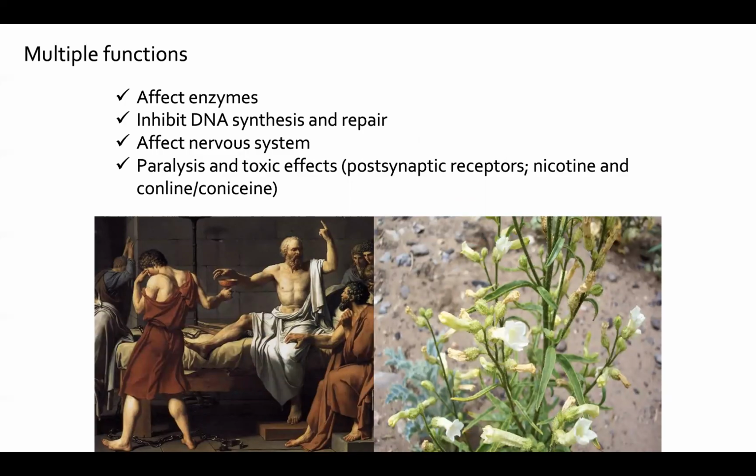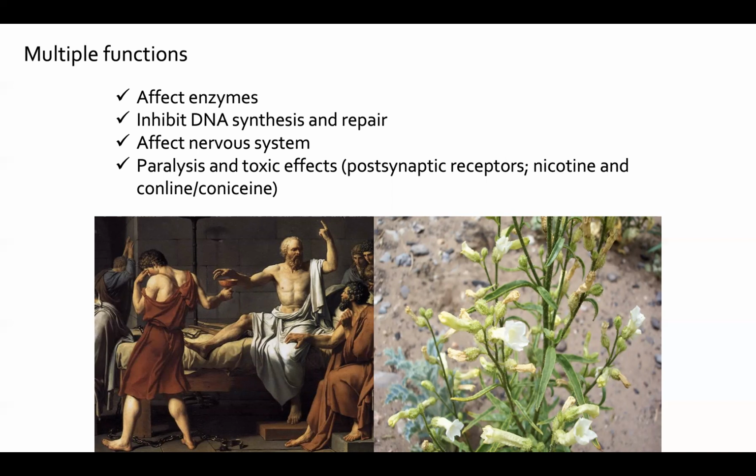So alkaloids play multiple roles when thinking about insects and insect physiology. What they can do is affect insect enzymes, inhibit insect DNA synthesis and repair, and then importantly, they affect the insect nervous system. And this can cause paralysis and other toxic effects, mostly because these compounds interfere with postsynaptic receptors. A few examples of compounds that do that include nicotine, which comes from tobacco, which I'm showing you right here, Nicotiana attenuata, as well as coniine and conicine, which are derived from poison hemlock.